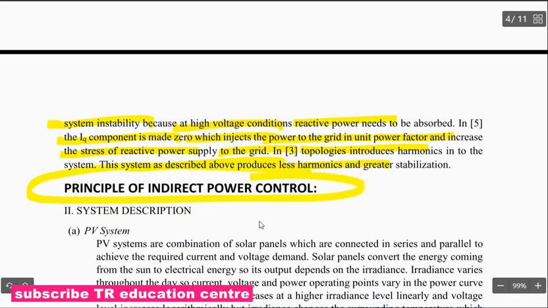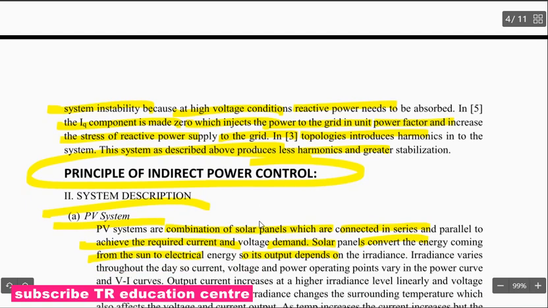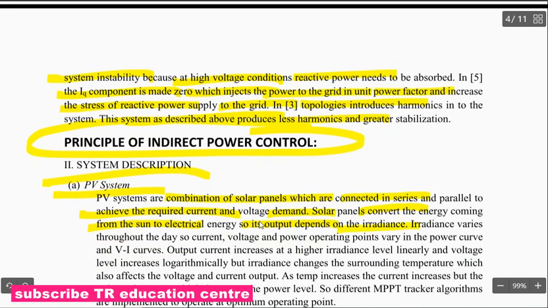Principle of indirect power control. System description: the PV system. PV systems are a combination of solar panels connected in series and parallel to achieve the required current and voltage demand. Solar panels convert the energy coming from the sun to electrical energy, so their output depends on irradiance. Irradiance varies throughout the day, so the current, voltage and power operating point vary on the power curve and VI curve.